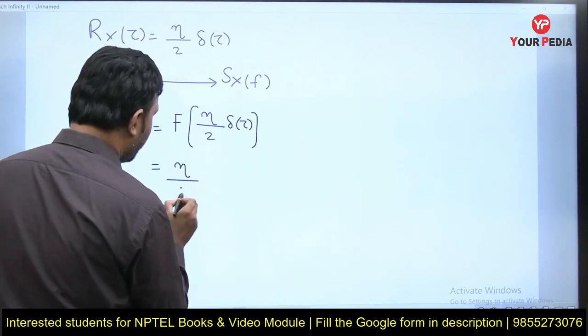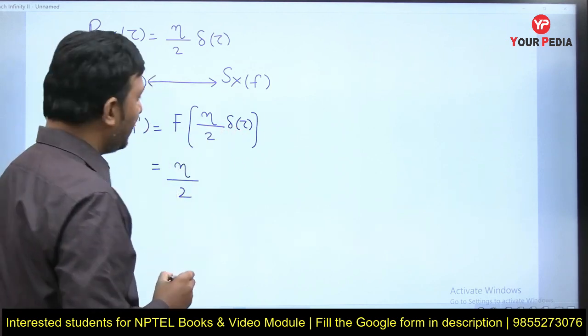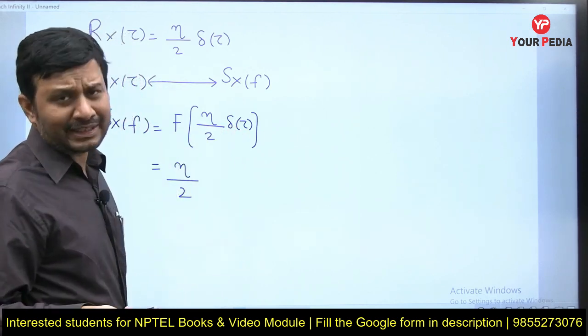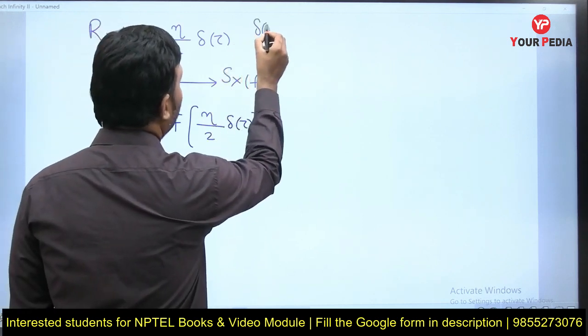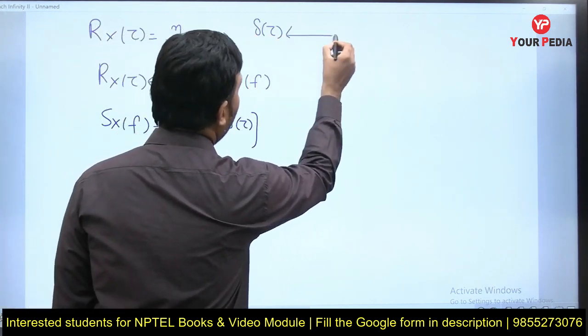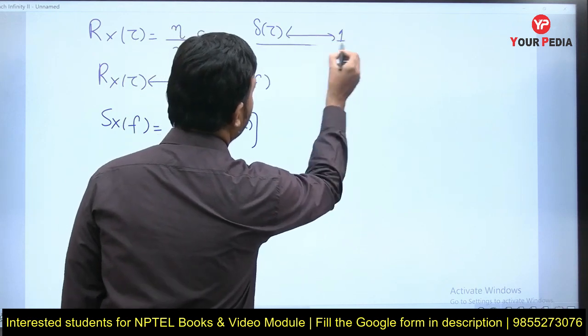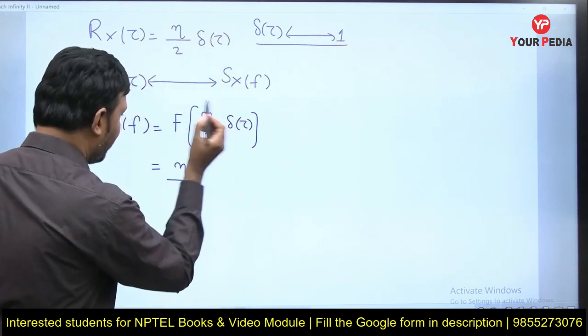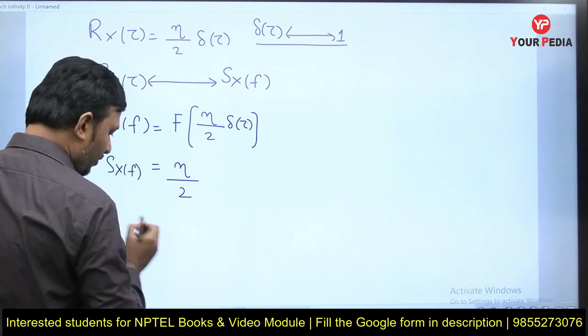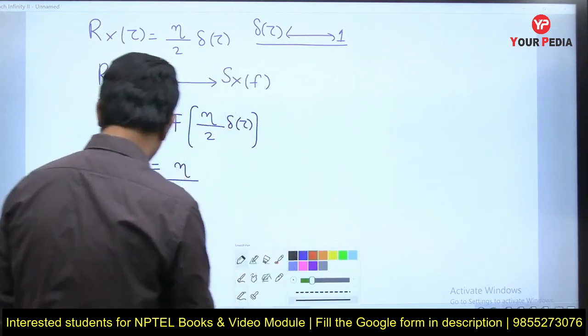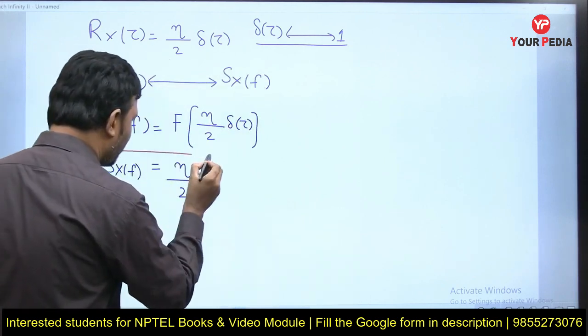This is eta by 2. What is the Fourier transform of del of tau, the impulse signal? We know that del of t or del of tau forms a Fourier transform pair with 1. So the Fourier transform of del of tau is 1, and I got the input power spectral density. Let us capture this in a box.